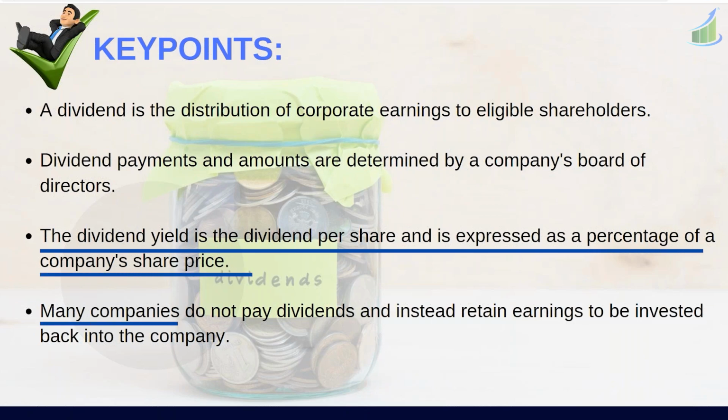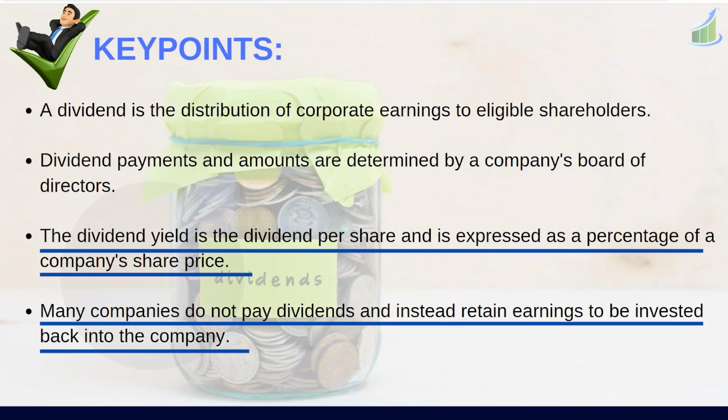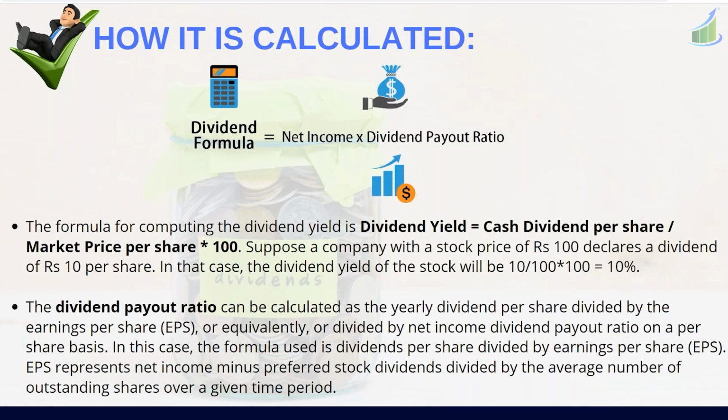Many companies do not pay dividend and instead retain earnings to be invested back into the company. Now, how do you really calculate dividend? The formula is basically whatever the company has earned in a quarter or in a year, that net income multiplied by the dividend payout ratio. Let's say a company has earned 100 crores. It's not that they will give the full 100 crores to the shareholders. A certain percentage of it they will distribute to the shareholders.